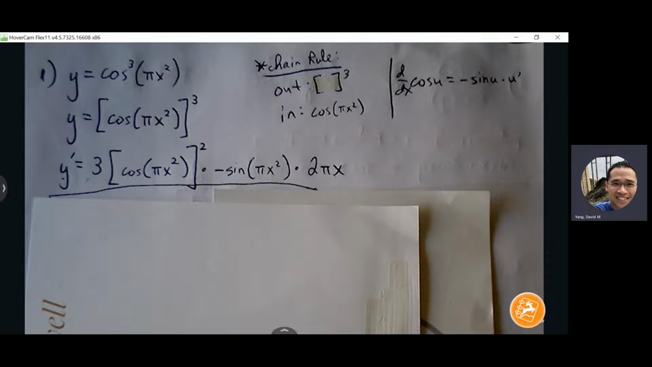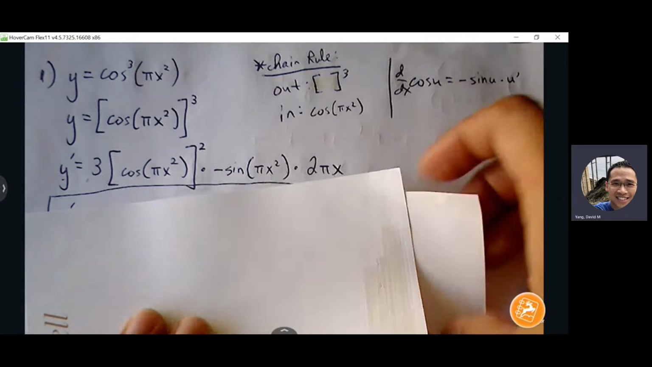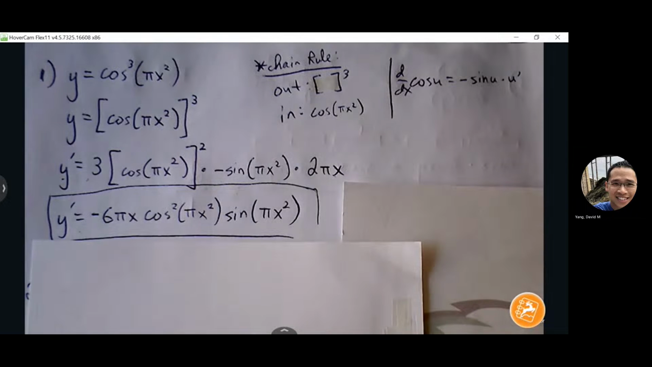As far as cleanup goes, we can put the 3, the negative, and the 2 pi x in front, and then everything else after. So 3 times -1 times 2 times pi times x. Why is it -6? Because I pulled the -1 out in front as well. So 3 times -1 times 2 times pi times x.